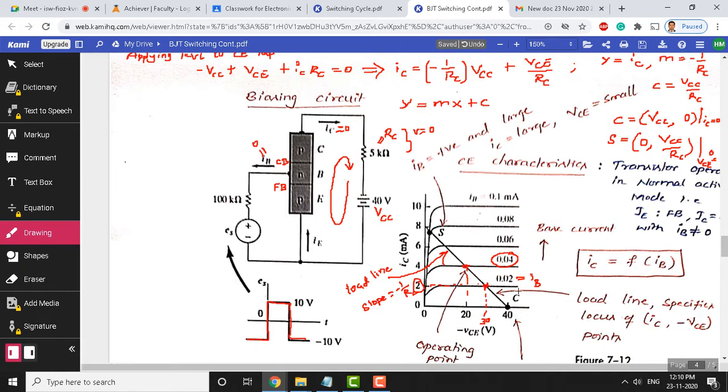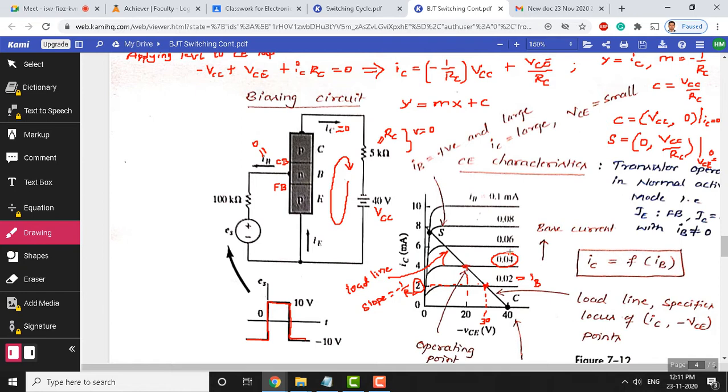And as you keep increasing the base current, instead of keeping the base current at 0, the corresponding collector current increases. So, that is what you have observed here. As you keep increasing the base current, the collector current also keeps increasing. So, now the collector emitter voltage keeps decreasing.